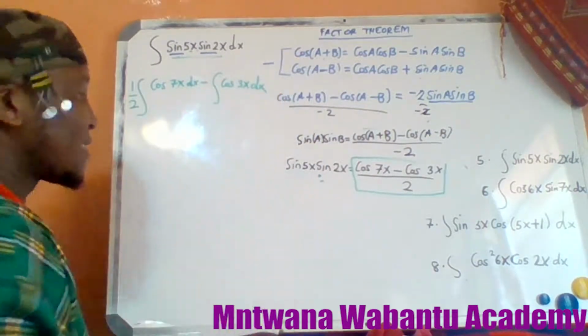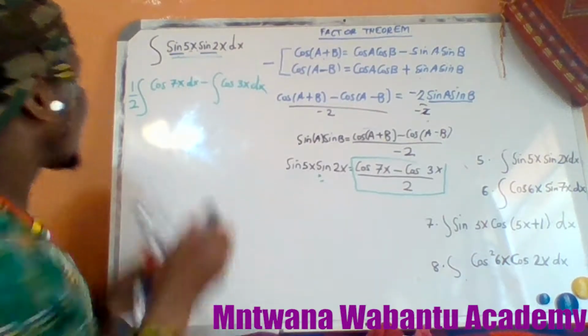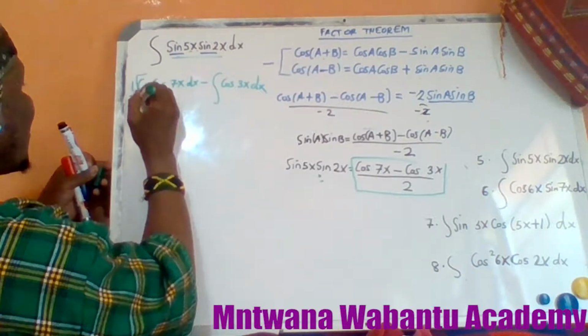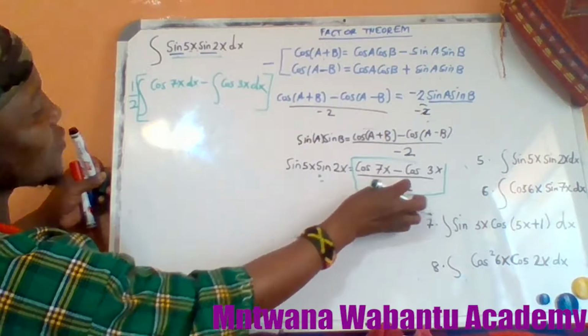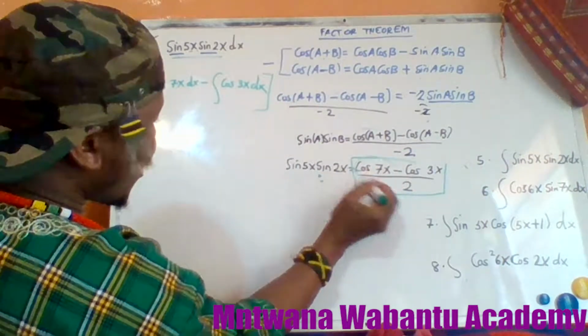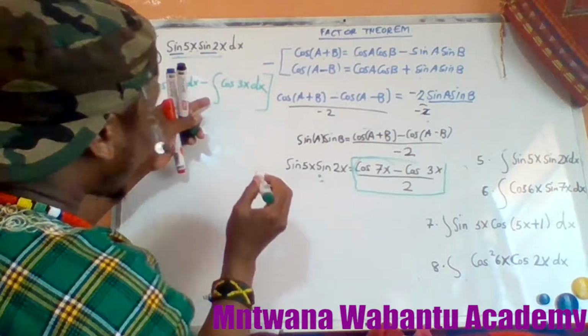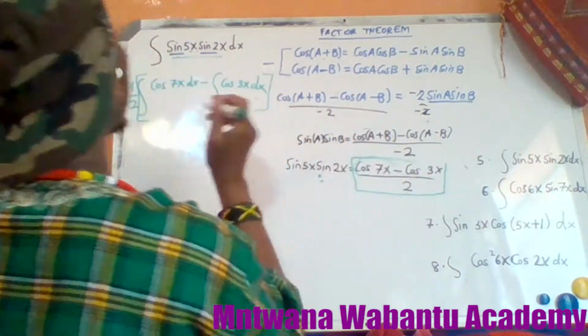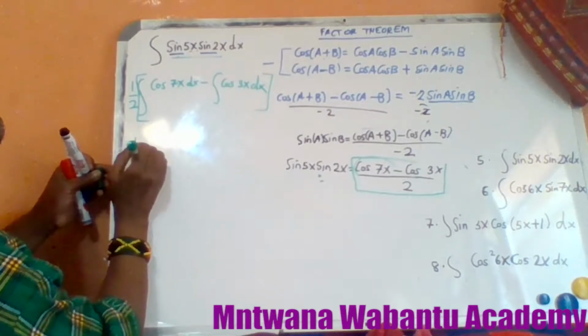With respect to x. So now what is the next step? These are halves for both. Because look here, these are halves for both. The half went out, and there's the integral of the first one, which is cos 7x, minus the integral of the second one. So now the question is finished. So it's going to be a half.